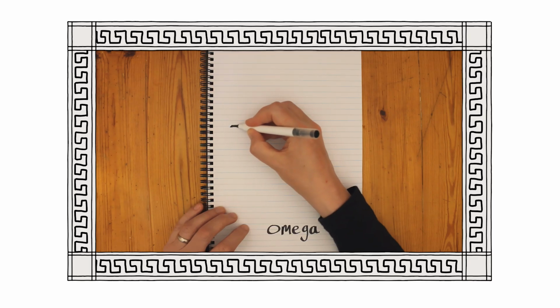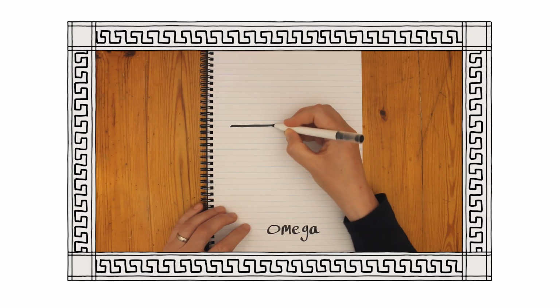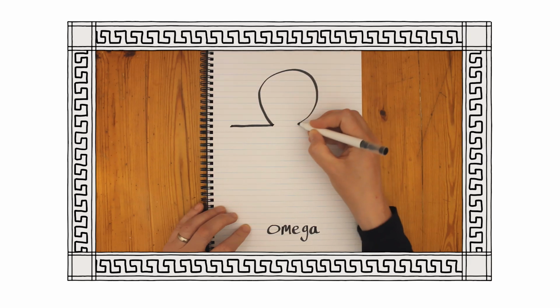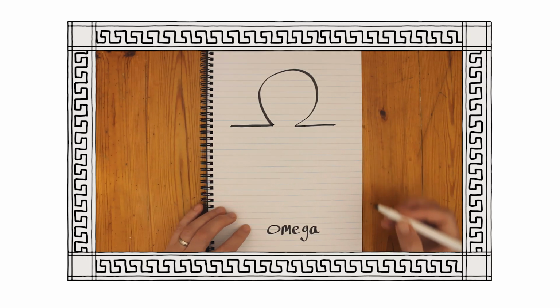We start bottom left, come in a horizontal line towards bottom middle, but just before you get there, come up and round and down in a circular shape. Draw a horizontal line towards bottom right.